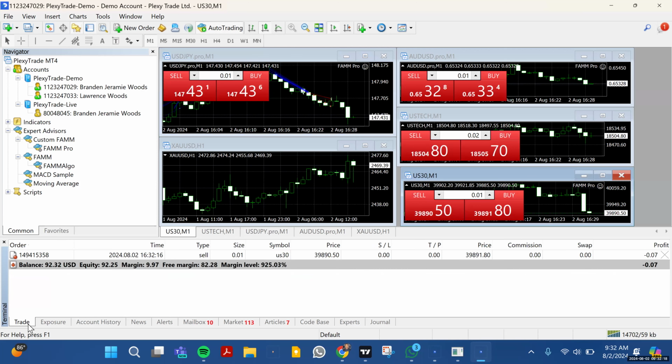So let's come back and see if it goes into profit. Look, already in profit, heavy. So that's what this does, guys. It's literally a cheat code for the market.